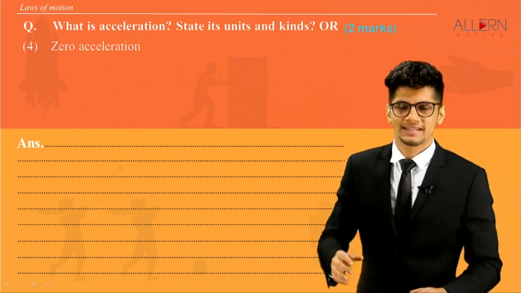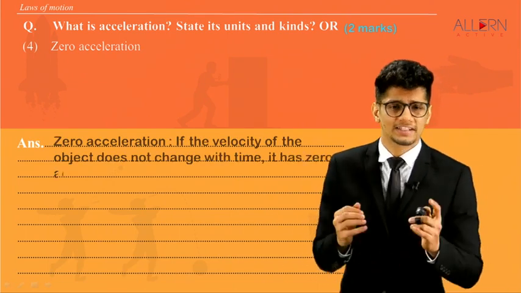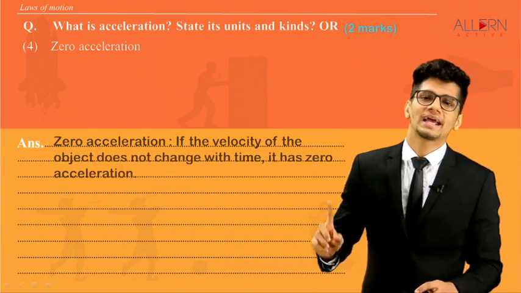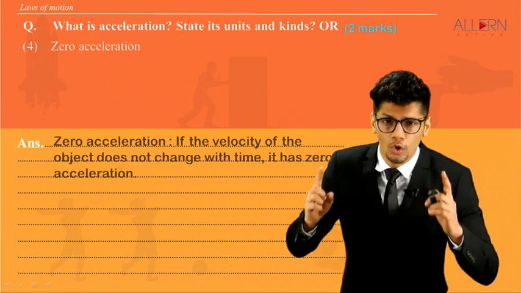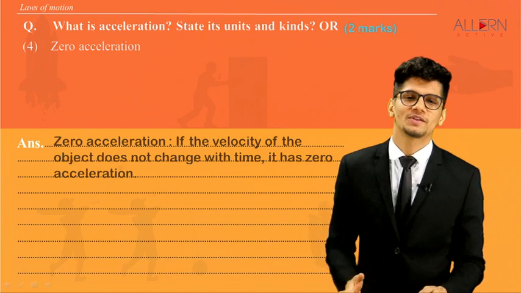Last one, zero acceleration. So here the velocity does not change, or we can say it is constant. So if the velocity of the object does not change with time, it has zero acceleration. And also remember that if an object is at rest, even that object will have zero acceleration.